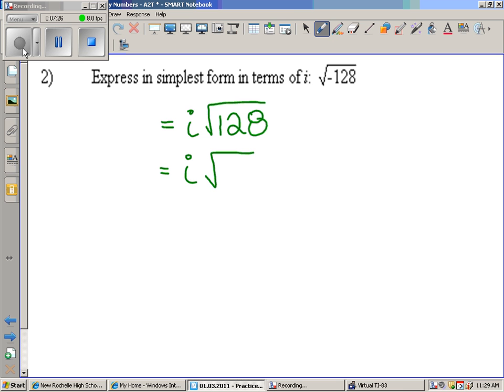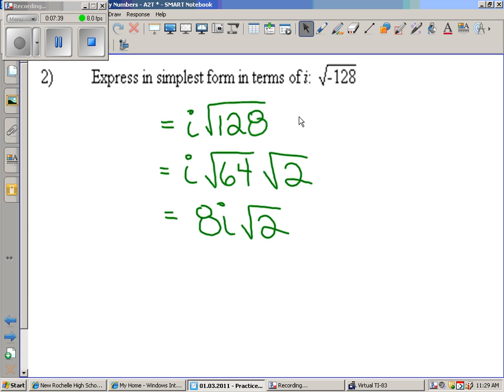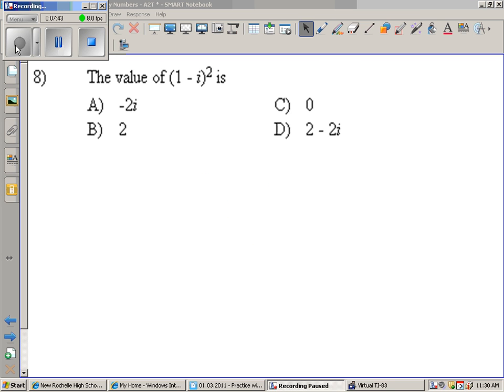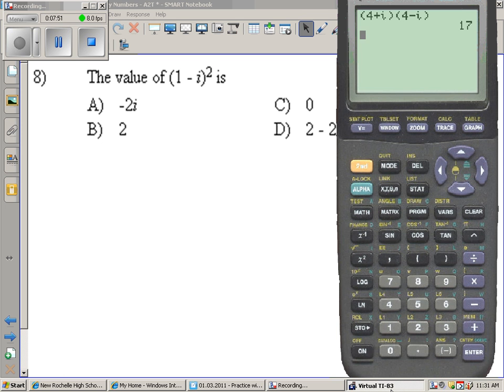16 and 8 will work, but Henry said something that's larger. 64 and 2. And so final answer is just 8i square root of 2. So you get 1 point for doing this, and then you got to get to the answer. And so we're on number 8. Of course. Now we're going to use our calculators.